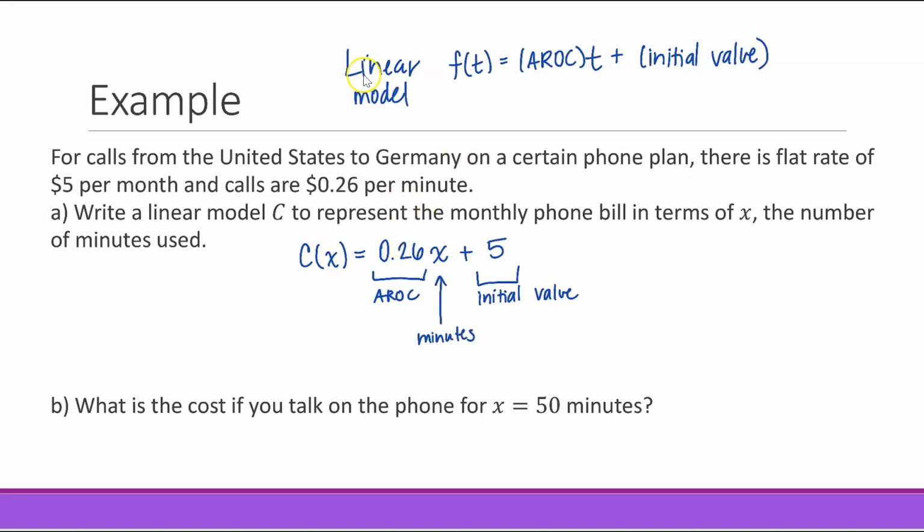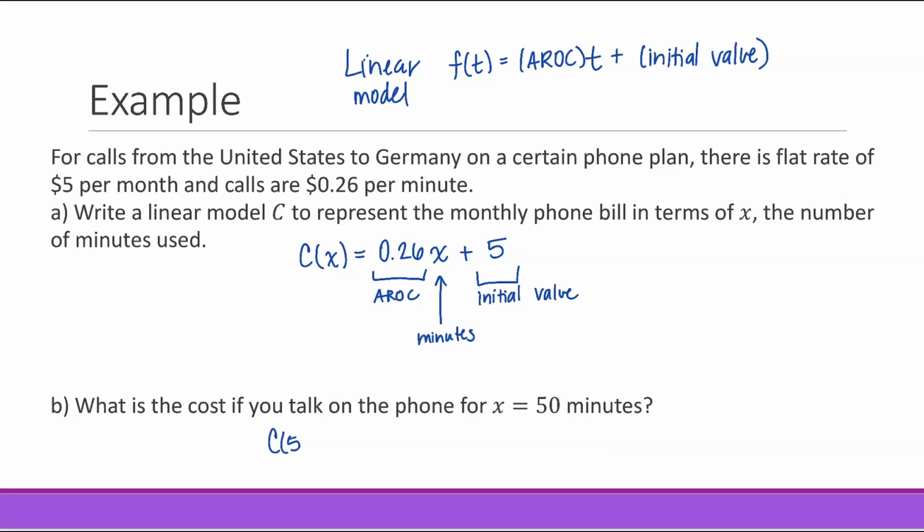Now the benefit of creating a linear model here is that we want to use it to answer the other parts of the question. So what is the cost if you talk on the phone for X equals 50 minutes? This is kind of a giveaway here, saying X equals 50 minutes, because it's clear that we're just going to plug 50 into X. But keep in mind, this X equals doesn't have to be given. So if you were just asked, what is the cost if you talk on the phone for 50 minutes, we'd have to know to plug 50 into X because X is in minutes.